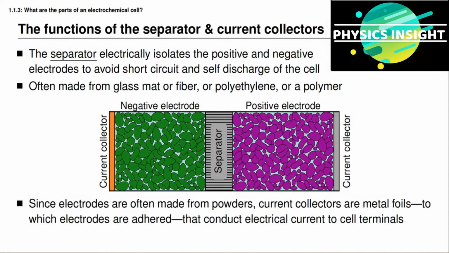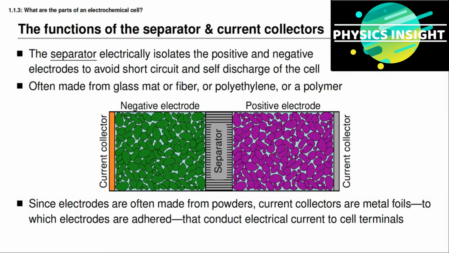On this slide, I also mention the function of the current collectors. If the electrode is made of some kind of metal, then we can attach the external terminal of the battery cell directly to the electrode. But often electrodes are made from some kind of a powder, and we cannot attach the external terminals of the battery directly to a powder. There's just no mechanical way to do it.